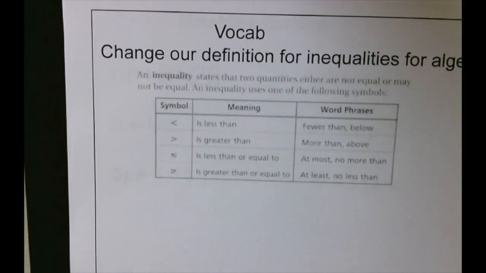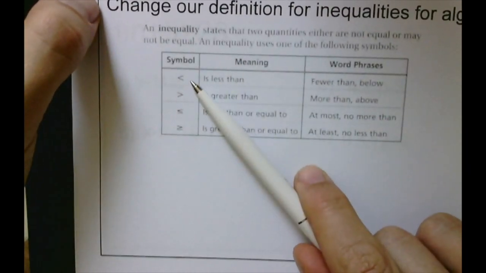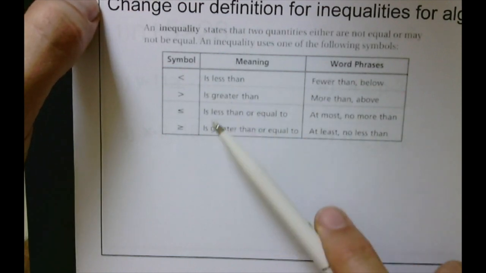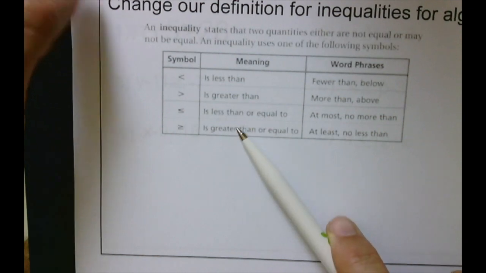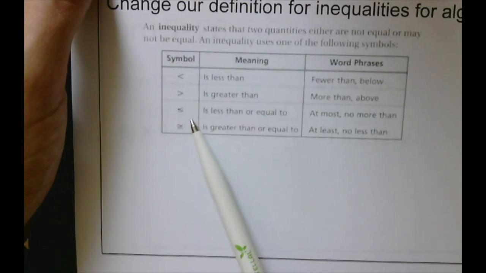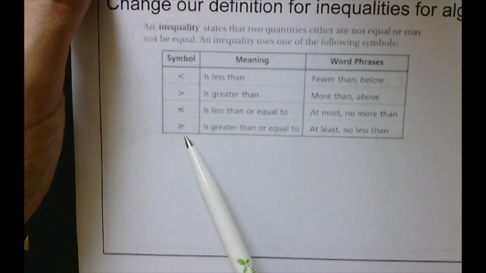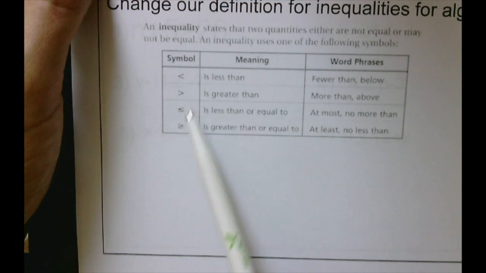Let's review some vocabulary. This symbol means less than. This symbol means greater than. This symbol means less than or equal to. This symbol means greater than or equal to. Can you think about how to tell the difference between greater than and greater than or equal to? Well, remember that the greater than or equal to sign has a line underneath, while the greater than sign doesn't. And the same is true for these two symbols.